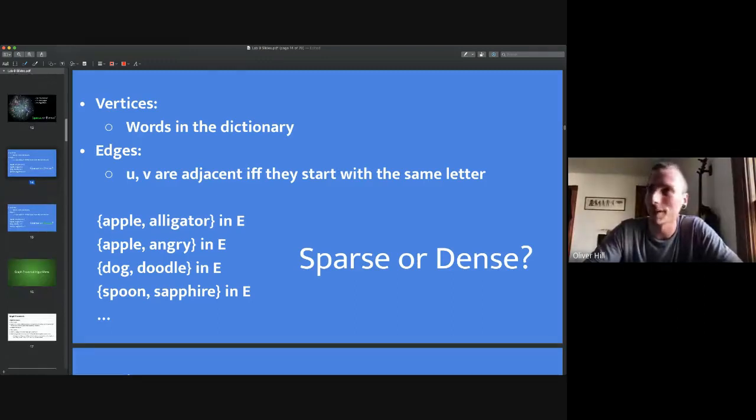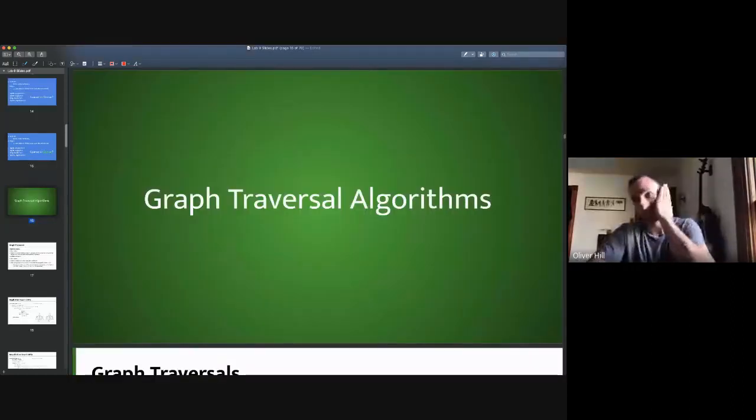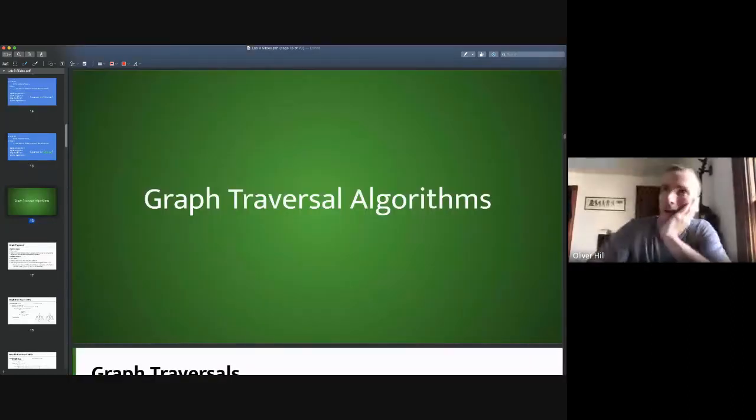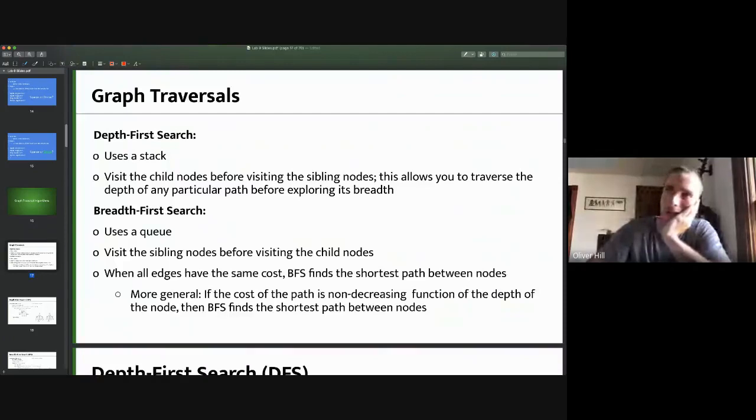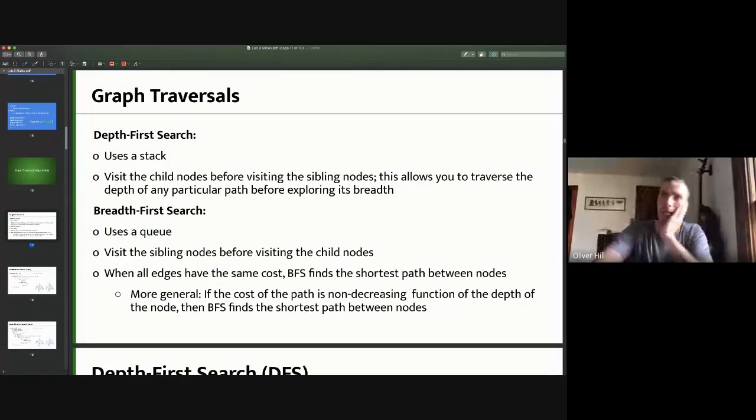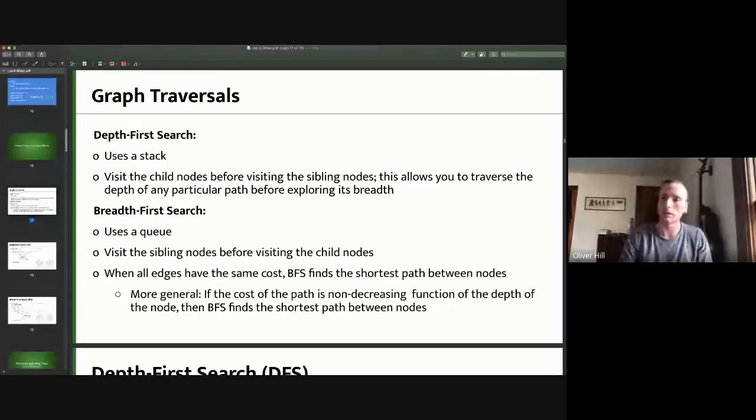Yep, no problem. Okay. All right, so graph traversal algorithms. Depth first search uses a stack. We visit child nodes before visiting sibling nodes. So I think about a BST, and we go down a single arm of the BST, and then the next arm of the BST, and so forth. And so that is depth first search.